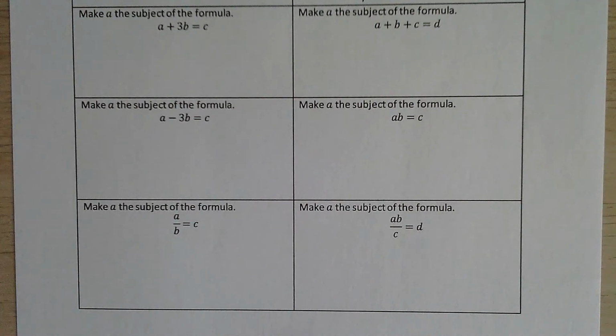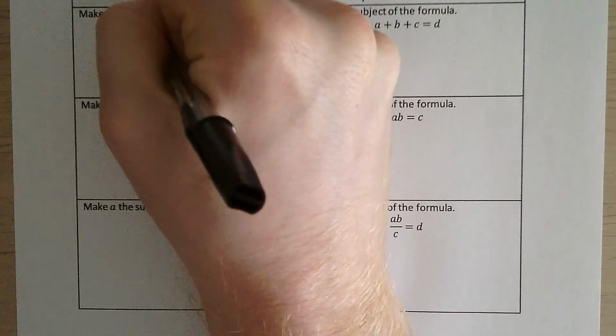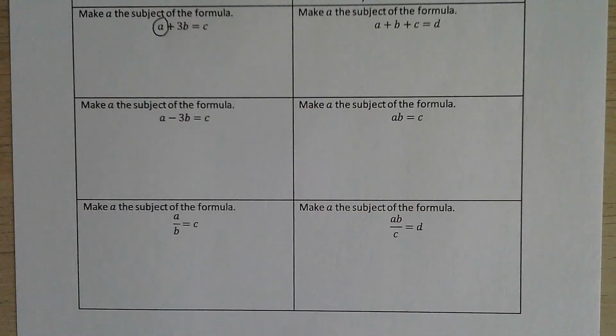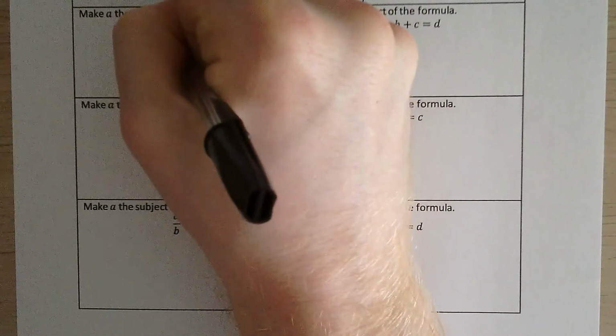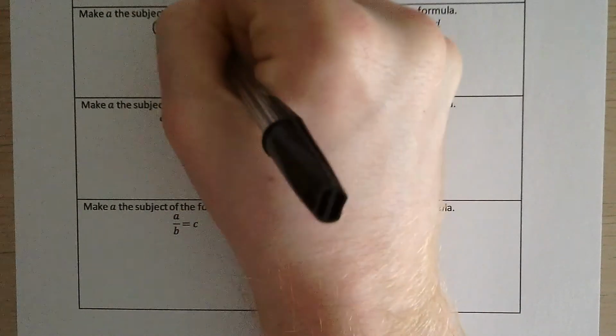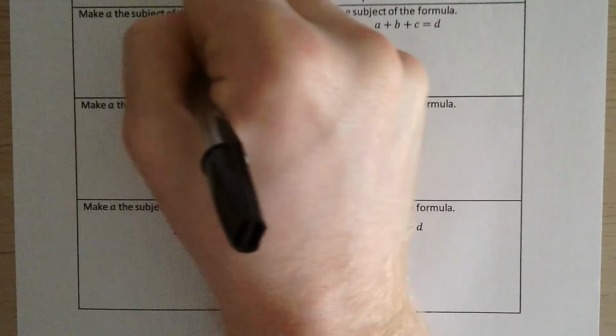So to do this, we're going to use the same rules that we used for rearranging equations to try and rearrange this formula. So I need to isolate the variable A. To isolate A, I need to get rid of the plus 3B term. So to do that, we will subtract 3B from both sides of the formula.